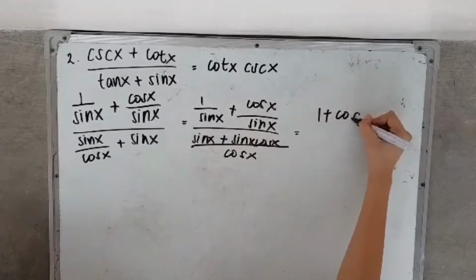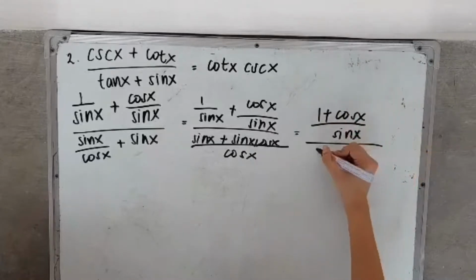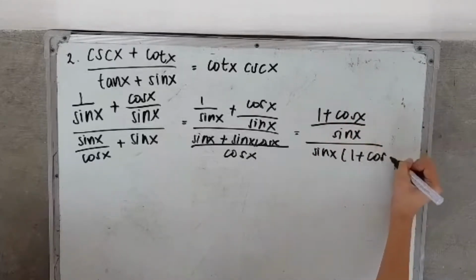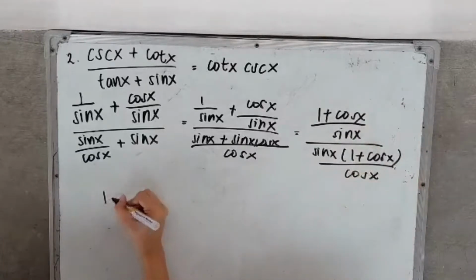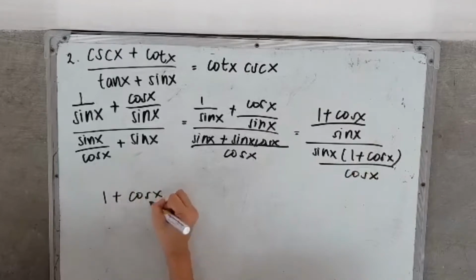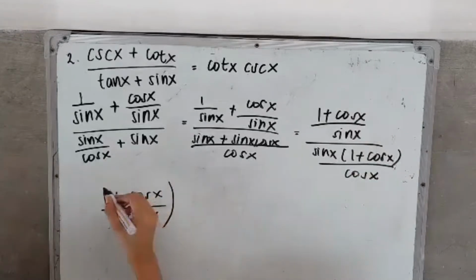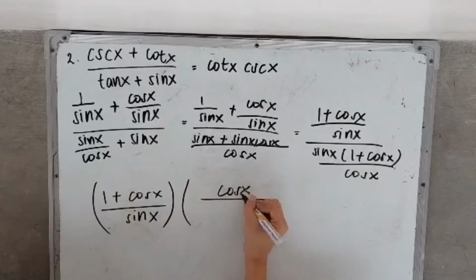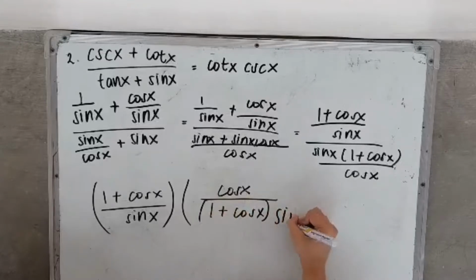We factor out sin x in the denominator, so it will be sin x times 1 plus cosine x over cosine x. Our equation now is 1 plus cosine x over sin x over sin x times 1 plus cosine x over cosine x. We divide it. 1 plus cosine x over sin x times cosine x over sin x times 1 plus cosine x. We will reciprocal the denominator since it is division. 1 plus cosine x will be cancelled out.